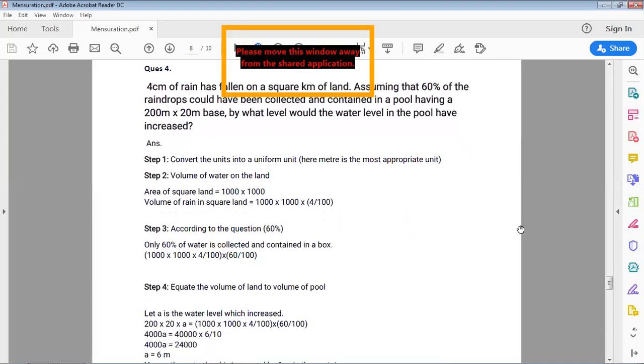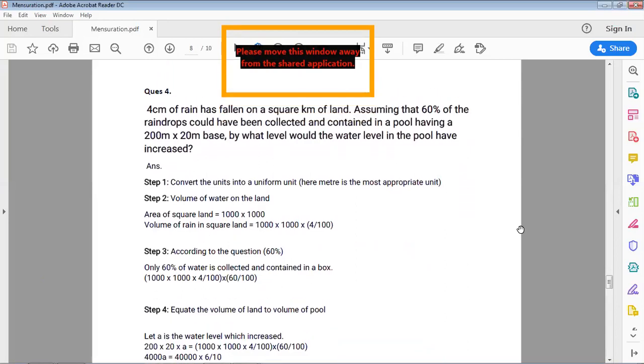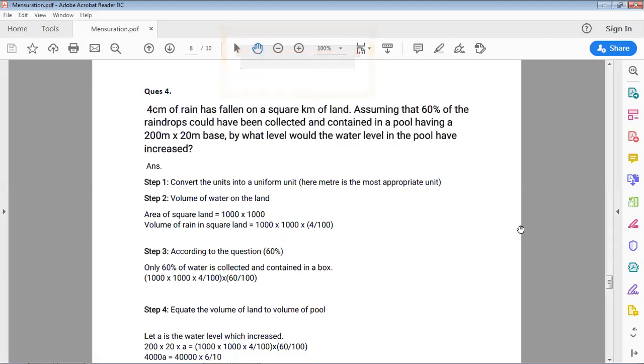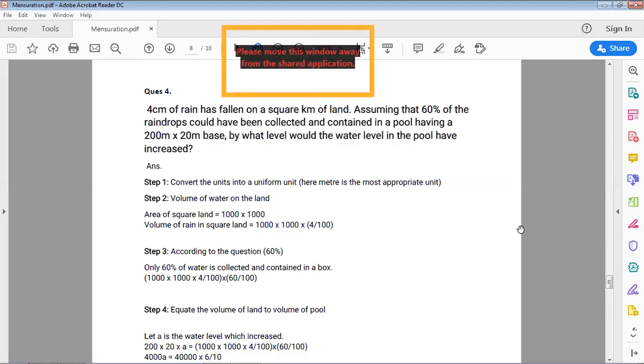I have written the solution in the form of steps so that it would be easy for you guys to understand. First of all, the unit of the land is given in kilometer, and the unit of the base is given in meters. So our first step would be to convert the units into a uniform unit. Convert kilometer into meters, then only you can get the correct answer. Here, meter is the appropriate unit.